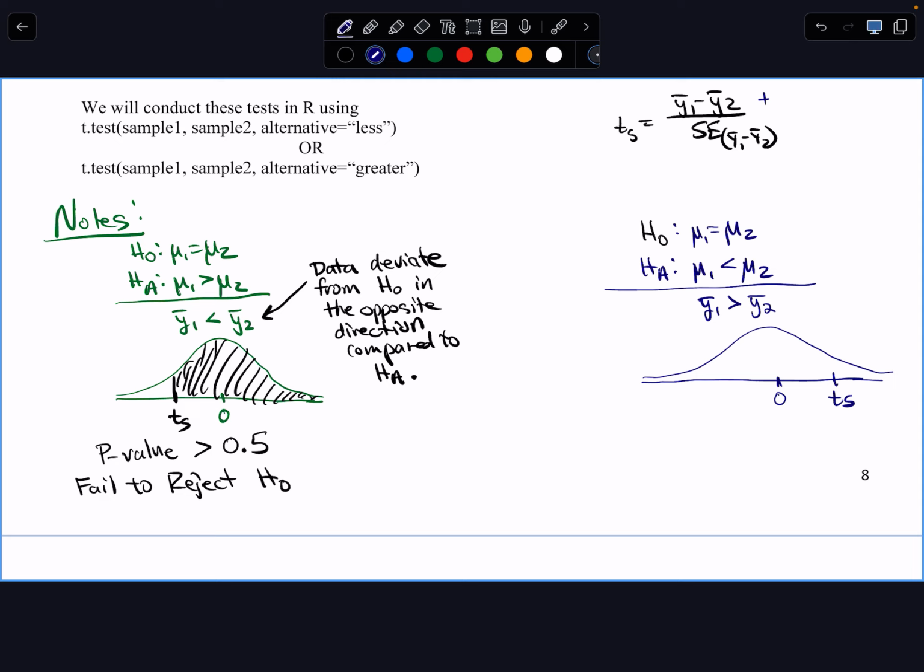But this alternative dictates which side we're going to shade to get our p-value. So instead of shading to that right tail, we've got to shade to the left because our alternative hypothesis says shade to the left. And in that case, we can see that our p-value is large. That's more than half of that area under that curve. So again, our p-value is greater than 0.5.